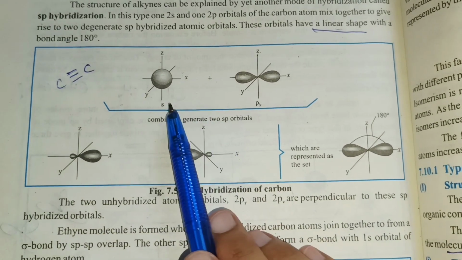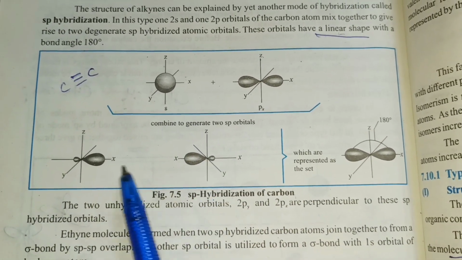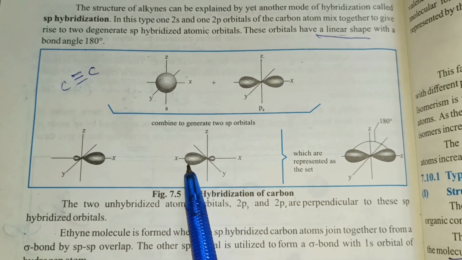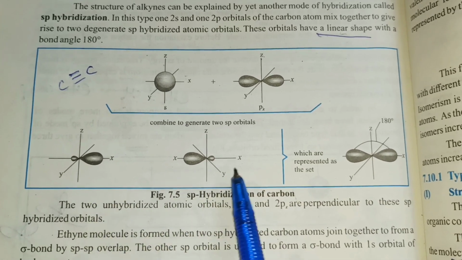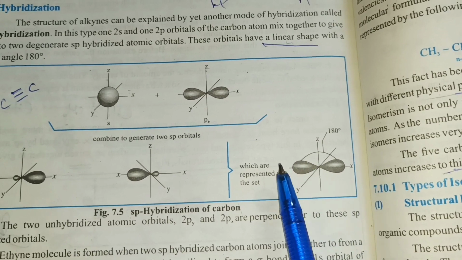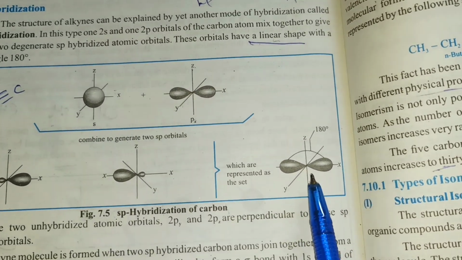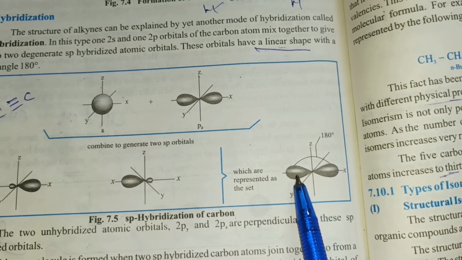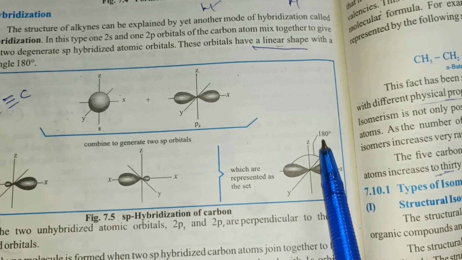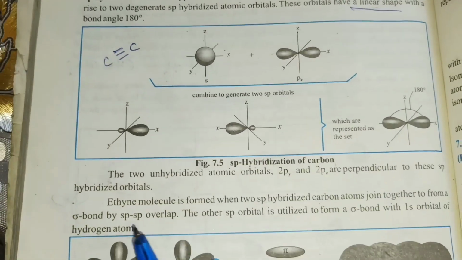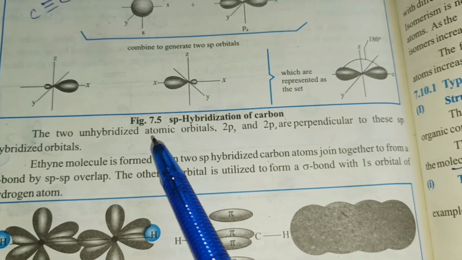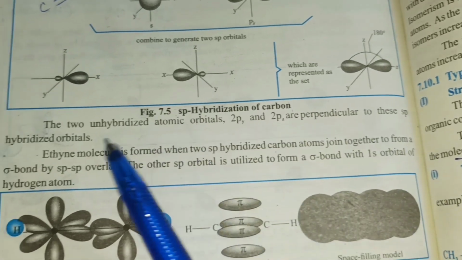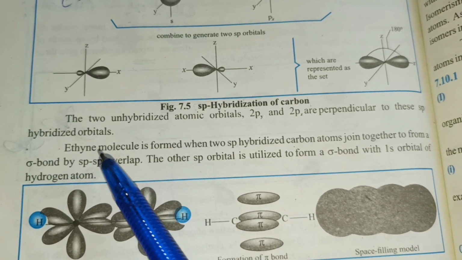These two sp hybrid orbitals each have one smaller lobe and one larger lobe. For convenience, we don't mention the smaller lobe in the geometry. So these two hybrid orbitals give rise to a linear shape. This is a linear shape and the bond angle is 180 degrees. The two unhybridized atomic orbitals, 2py and 2pz, are perpendicular to these sp hybridized orbitals, as I mentioned earlier.